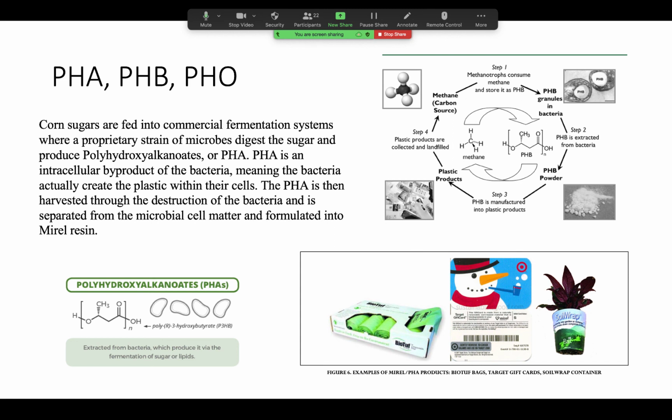Are the bags, your compostable bags for your compost, or your garbage, or your dog bags. Apparently, some Target gift cards are made out of this, which I guess is kind of cool. It's like a single-use item that you want some durability with, but you want it to go away at some point. And then soil wrap containers. I guess that's a container where you can just plant, root and all, in the ground, and it'll grow.